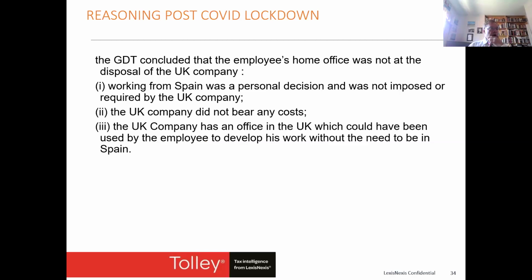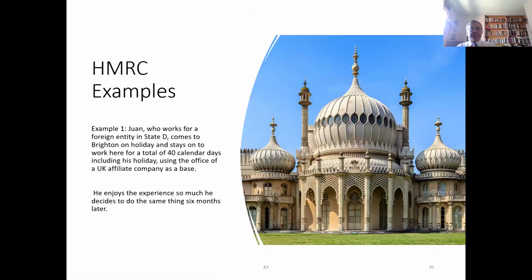HMRC has also given a few examples, and this is one of them there. One who works for a foreign entity in State D comes to Brighton on holiday and stays on to work for a total of 40 calendar days, including his holiday, using the office of a UK affiliate company as a base. He enjoys the experience so much, he decides to do the same thing 6 months later. HMRC have said that this would not create a PE because, again, this is a personal decision and it's not structured by the company, and it's just tagging on time onto the end of a holiday.